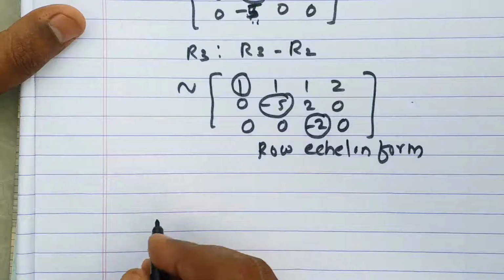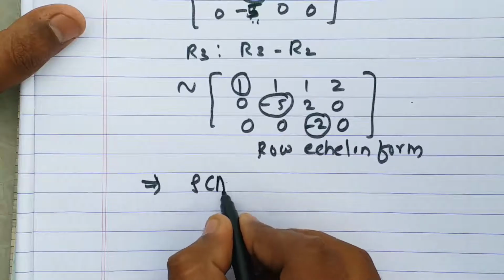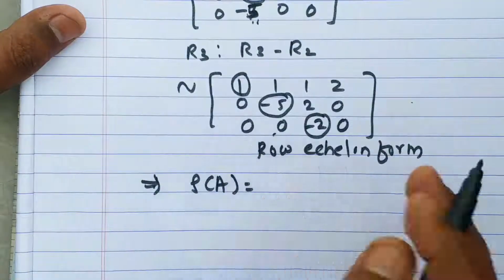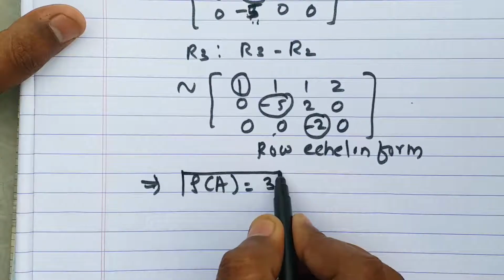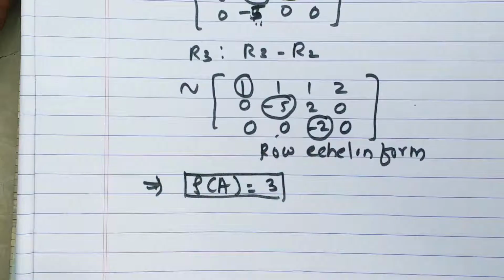So once we have row echelon form, that will give us the rank. Just count the number of non-zero rows in that row echelon form. All the 3 rows are non-zero, so the total number of non-zero rows in this echelon form is 3, hence the rank of the given matrix is 3. So this is how we do the calculations.